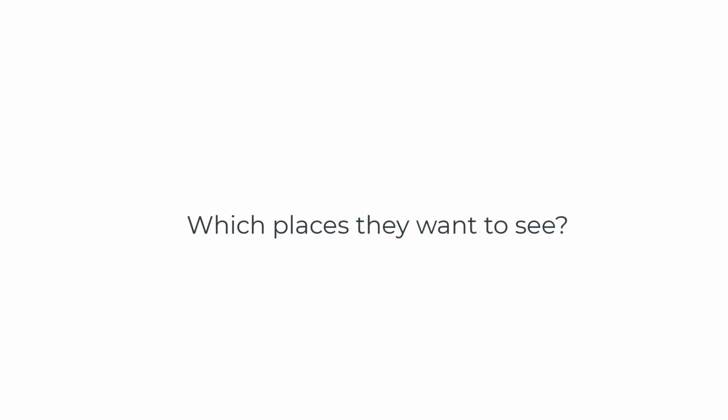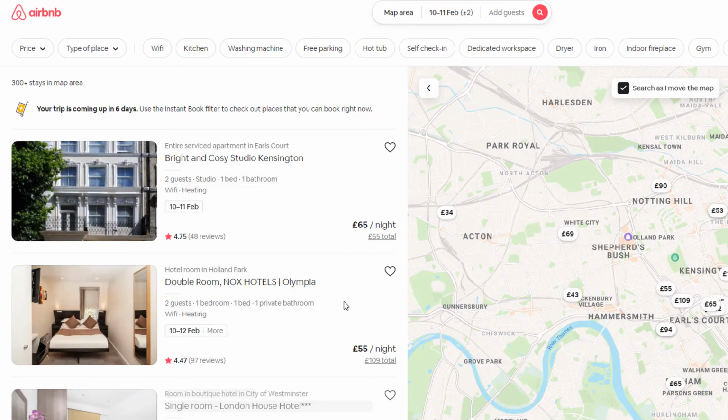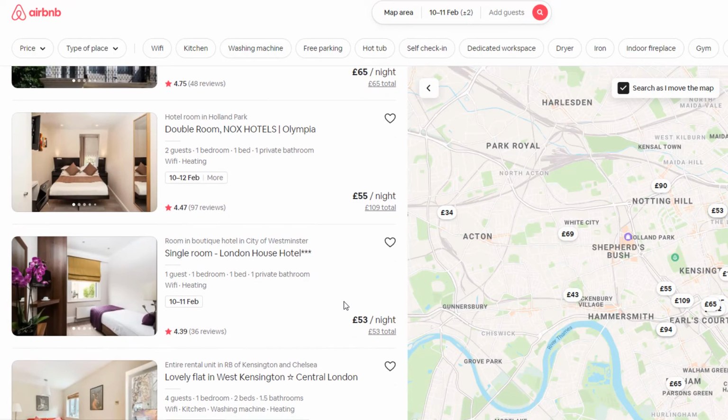You must use Google to look for information on where people want to go for holidays, which places they want to see, and basically go to Airbnb as well and check other listings and the reviews. Then Google search on various travel websites can also give you a better idea of where to look for the properties.